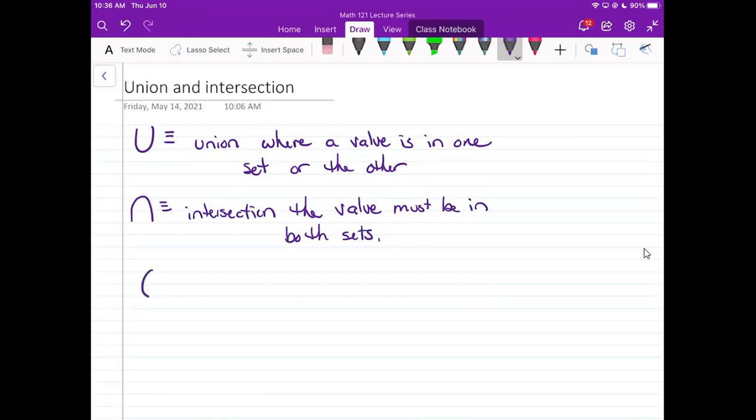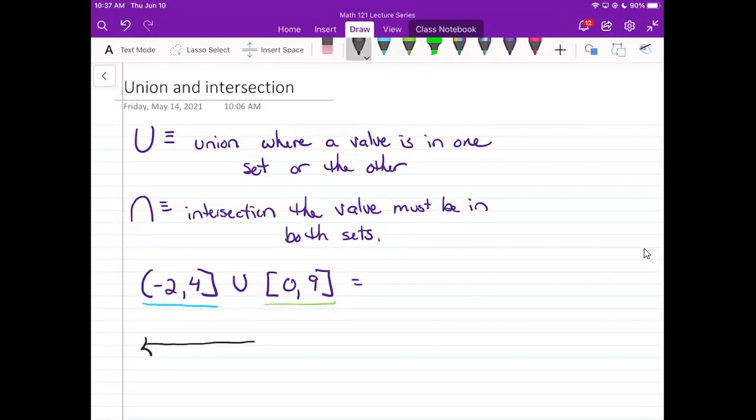So for example, if I want to know the union of the set -2, 4 and 0, 9, those two intervals, I'm going to take one and plot it on the number line in blue, and I'm going to take the other and plot it on the number line in green. So if I draw my number line here, in blue, I'm going to go from -2, open, because it's a parentheses, to 4, closed. So all of these numbers in blue are included.